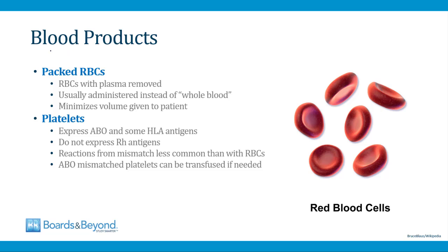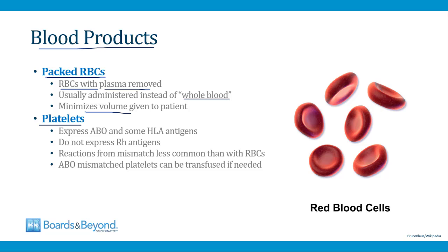Now let's talk about some of the different blood products that can be transfused, and we'll start with packed red blood cells. Packed red cells are red blood cells with the plasma removed, and usually this is what's transfused to patients who need red cells instead of whole blood with the plasma. And the reason this is done is because it minimizes the volume that you have to give to the patient.